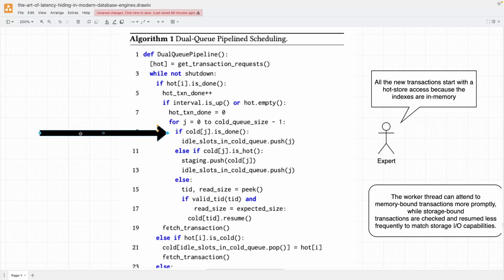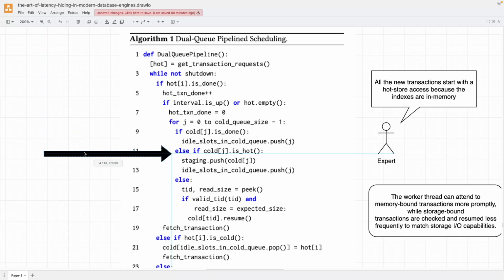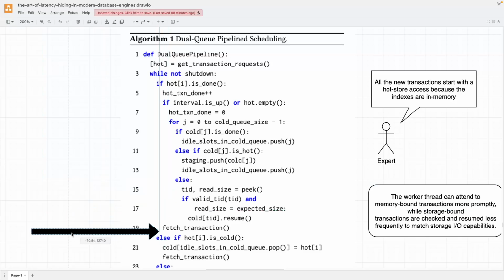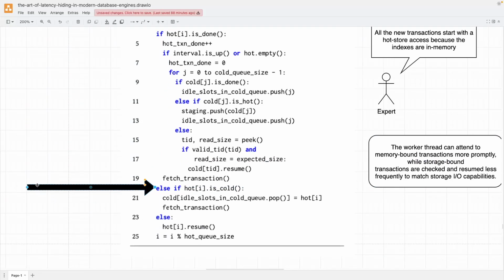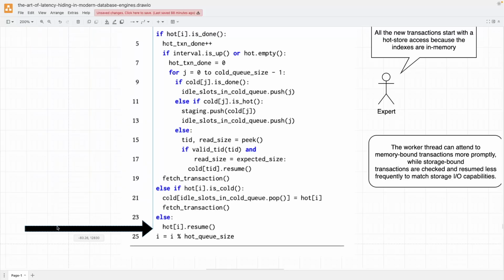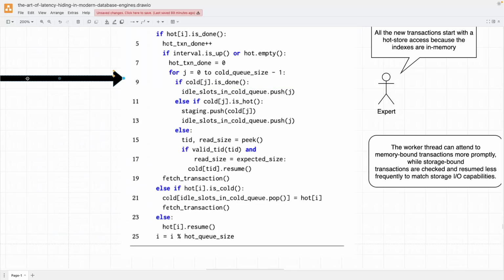Then it is possible that transactions might switch from storage to memory or memory to storage. That is here on line 11. So a transaction is now going from storage to memory, right? It was cold earlier, now it is becoming hot. So we move it to the correct queue and that's it, we move on. Similarly here, you will see that a transaction is moving from memory to storage. It was earlier accessing memory, but now it's accessing storage. Again, same protocol. Move it to the correct queue, in this case, the storage queue, and proceed forward. Otherwise, take the hot transaction which is available and just resume it. So that's pretty much what this algorithm does.